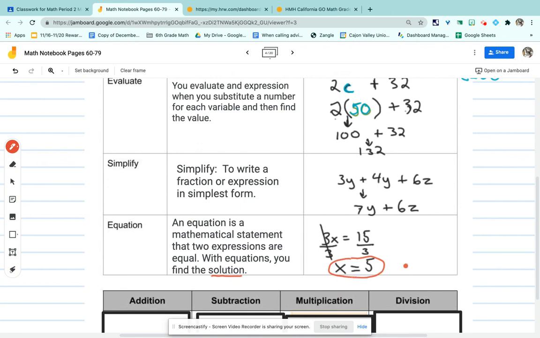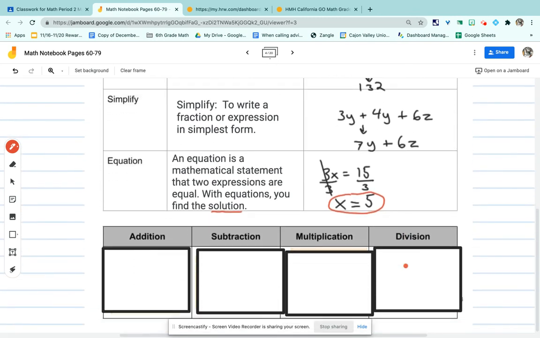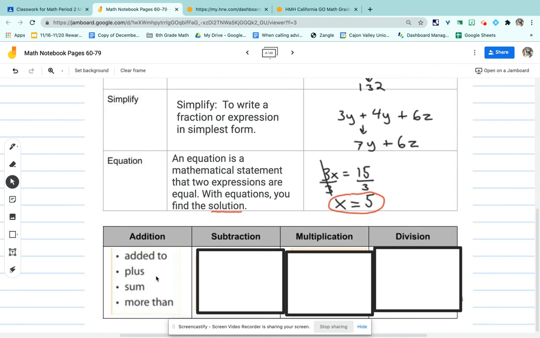All right, finally, we have a little bit more vocabulary for you guys to write down. We're going to be writing down or translating written words into expressions. And sometimes students get confused about what these different words mean. So I have these words for you. When you are adding two numbers together, or a variable and a number together, a constant together, you might see the words added to, plus, some, or more than.